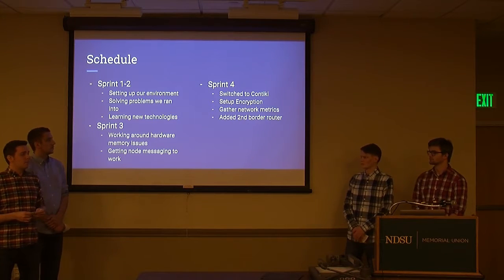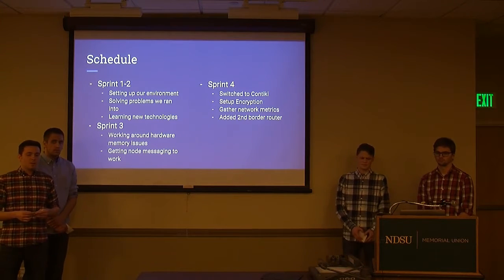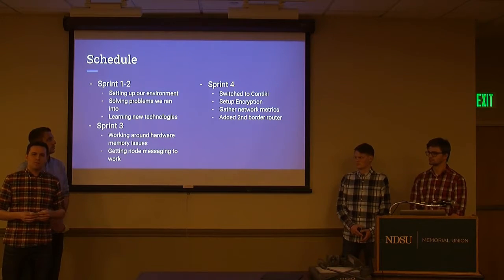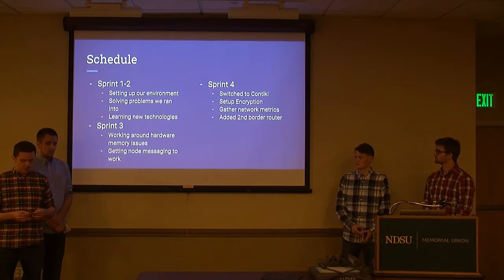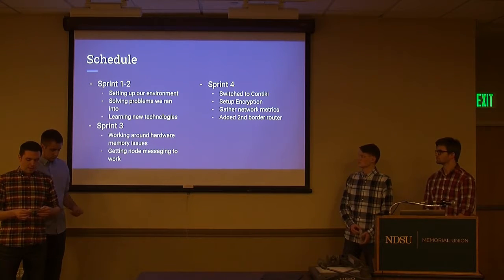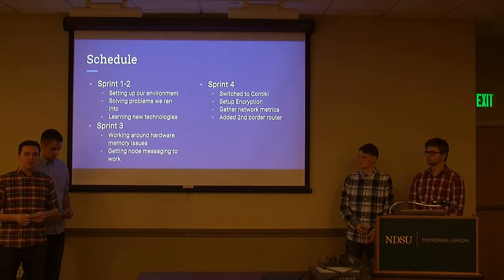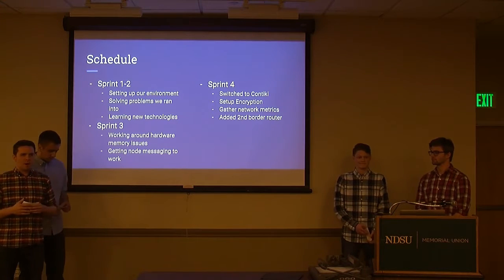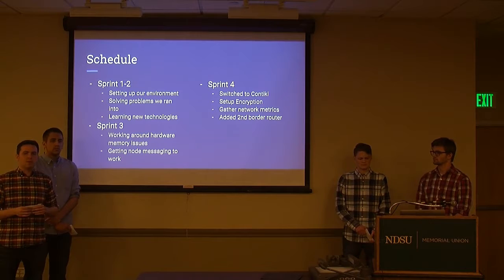So finally, in our 4th sprint, we did a lot of work, and we got Collect View working, which is a way to view metrics about your network. We got encryption working. We added a second border router to the network, so that we could support more nodes and have less of a power draw on specific nodes. Just made it more efficient.